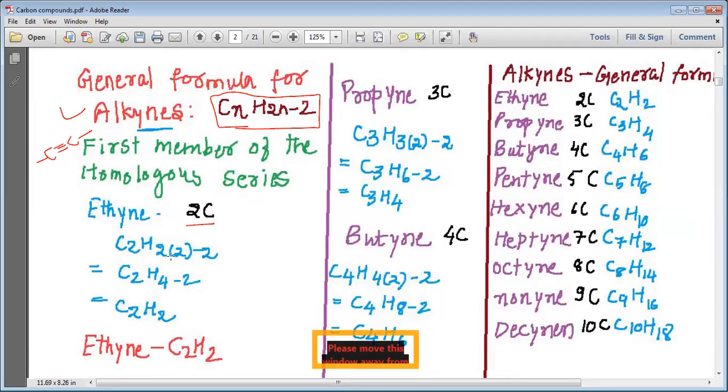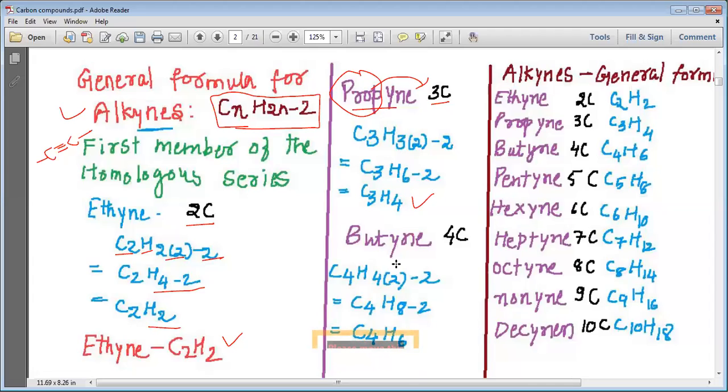We have CnH2n minus 2, that is C2, H 2 into 2 minus 2, that is 4 minus 2, and finally we get C2H2. So ethyne is C2H2. Then if you look at propyne, the prop represents the 3 carbon. So here we can see C3, H 3 into 2 minus 2, that is C3H6 minus 2, that is C3H4.